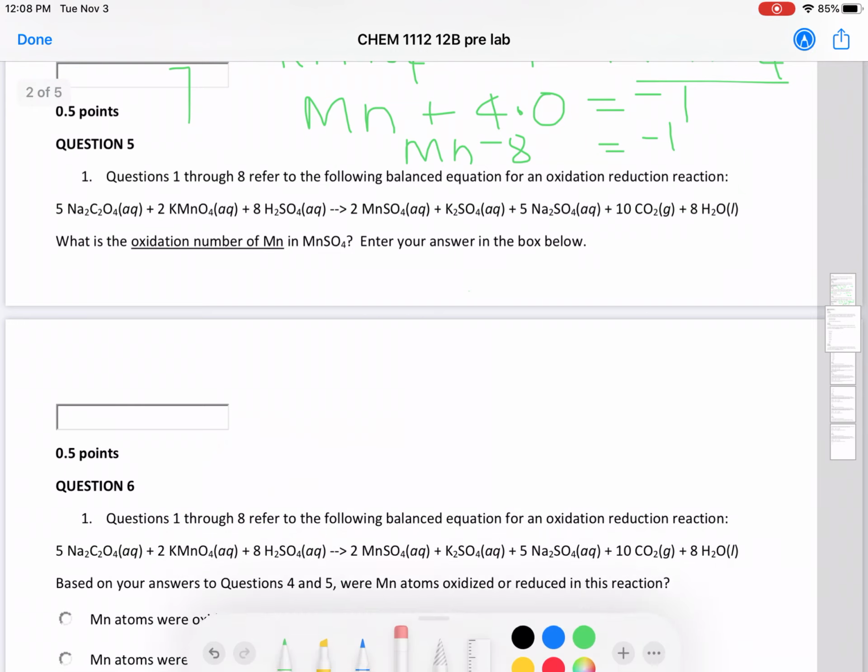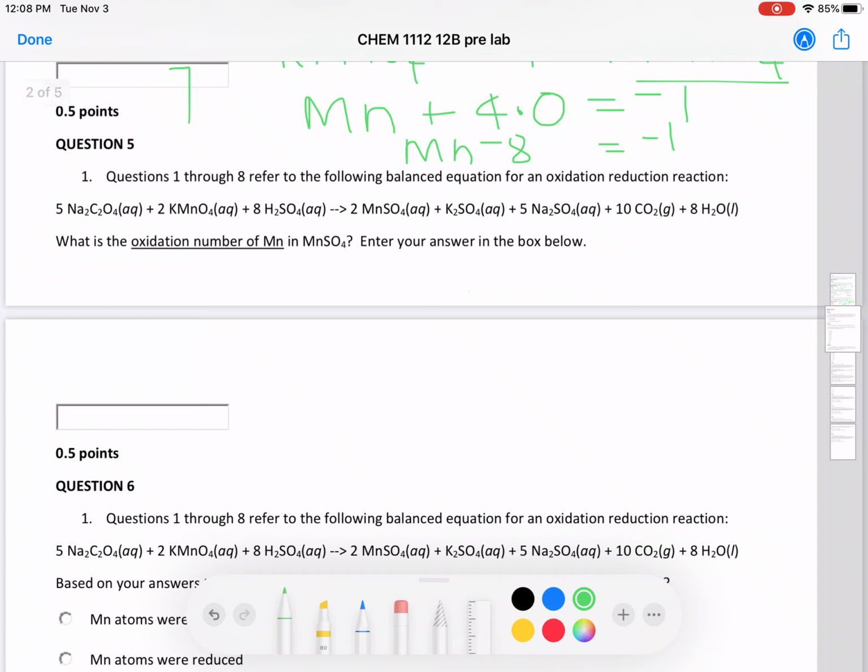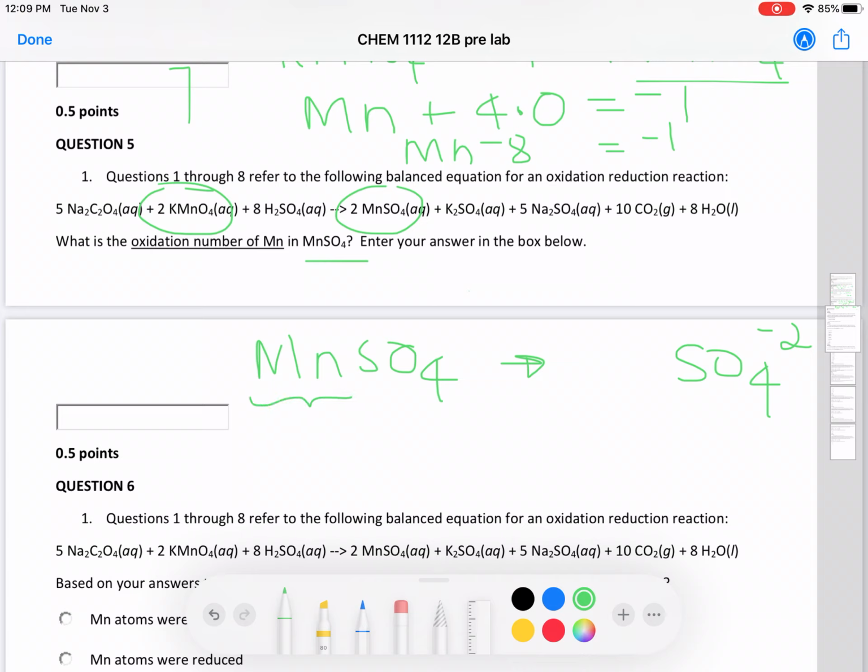So what we have here is manganese sulfate. Potassium permanganate becoming manganese sulfate. So we want to find out the oxidation number for manganese. We can break them into ions: MnSO4. Sulfate is a polyatomic ion. What is the charge of sulfate? -2. If sulfate is -2, what's the charge of manganese going to be?